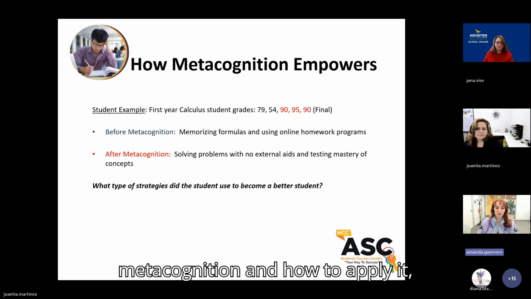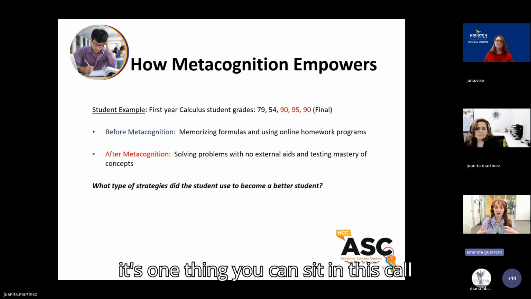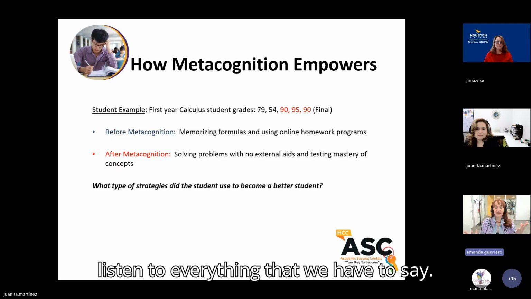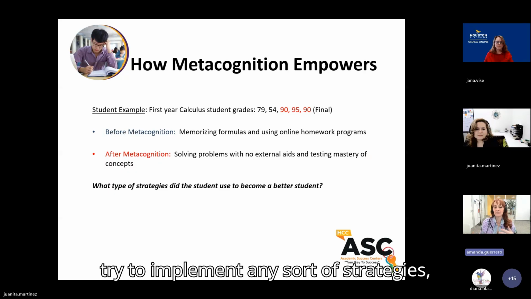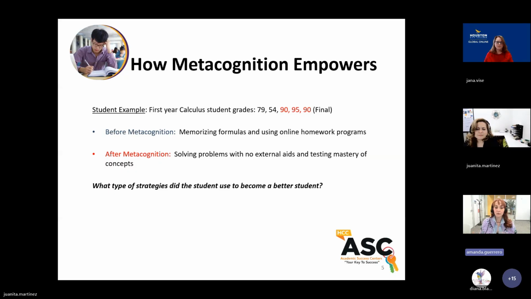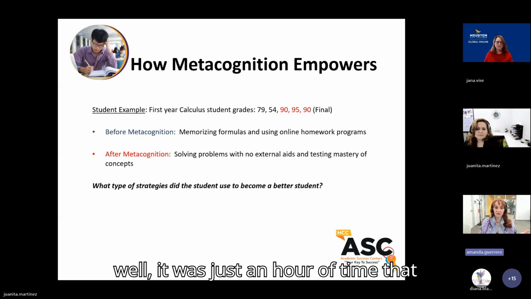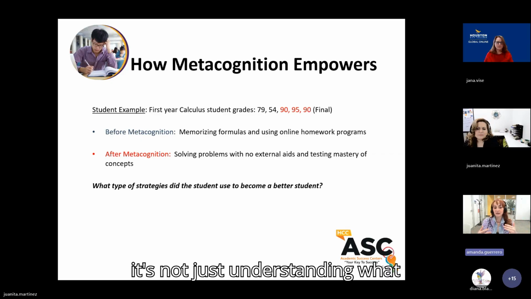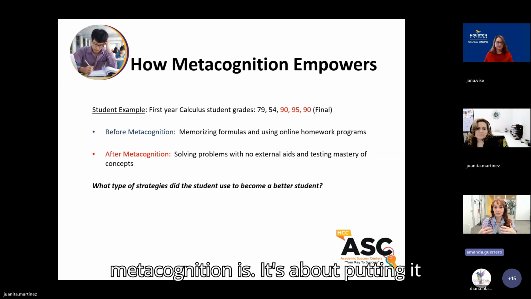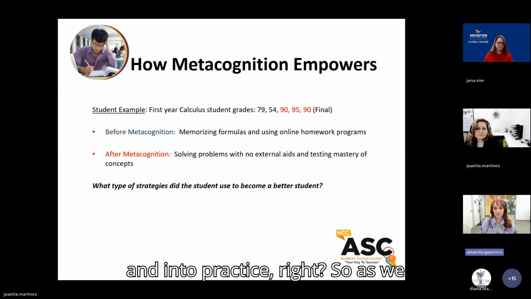but after understanding the concepts of metacognition and how to apply it, it's one thing, you can sit in this conference call and you can listen to everything that we have to say, but if you leave this call and you don't try to implement any sort of strategies, well, it was just an hour of time that you just spent listening to content. So it's not just understanding what metacognition is, it's about putting it then into practice, right?